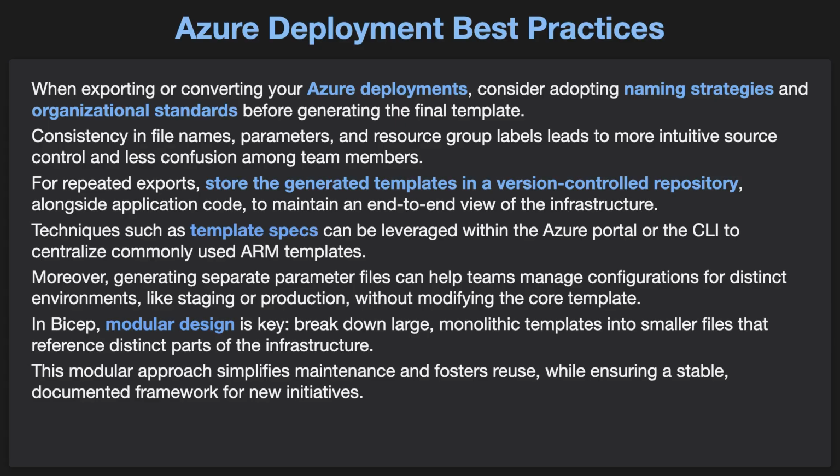In Bicep, modular design is key. Break down large, monolithic templates into smaller files that reference distinct parts of the infrastructure. This modular approach simplifies maintenance and fosters reuse, while ensuring a stable, documented framework for new initiatives.